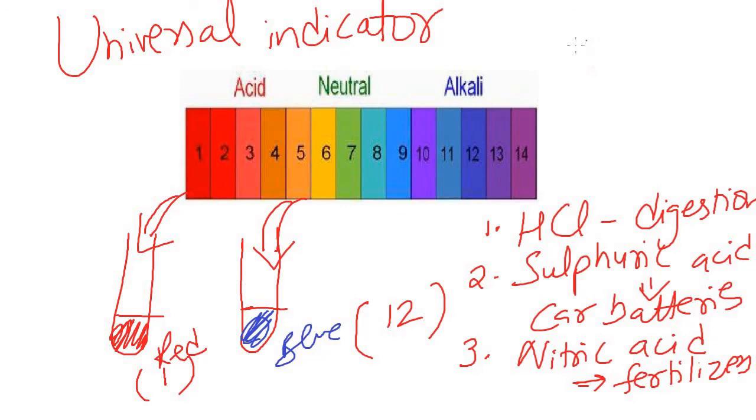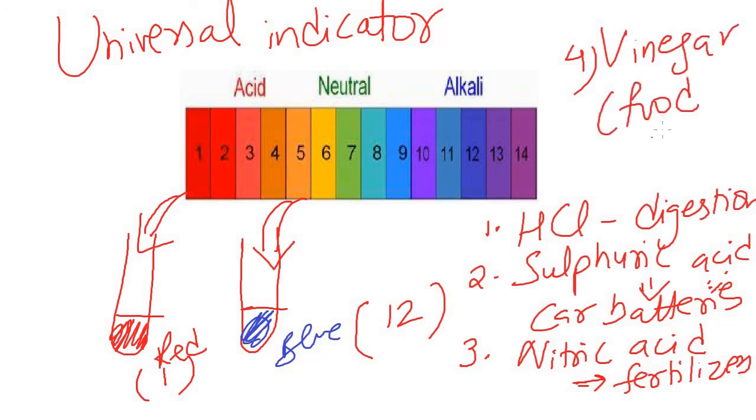And apart from that, there are many other uses. For example, vinegar. Vinegar is also an acid, right? In the food industry also you use these acids. For example, lemon or orange juice, these are all acids. They contain acids, right? So they are also used in the food industry.